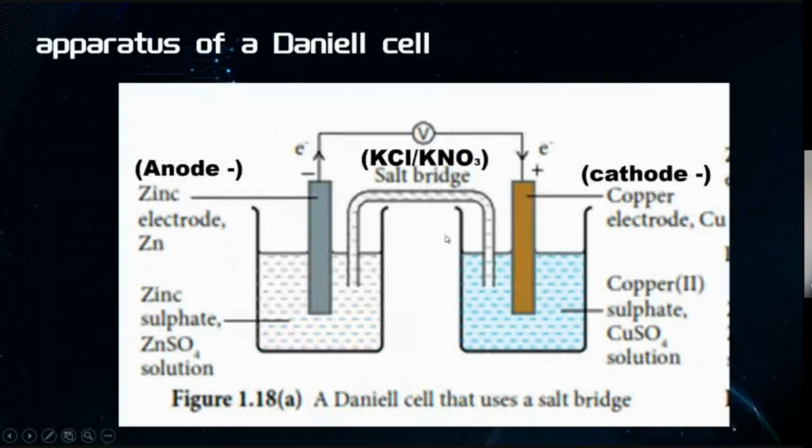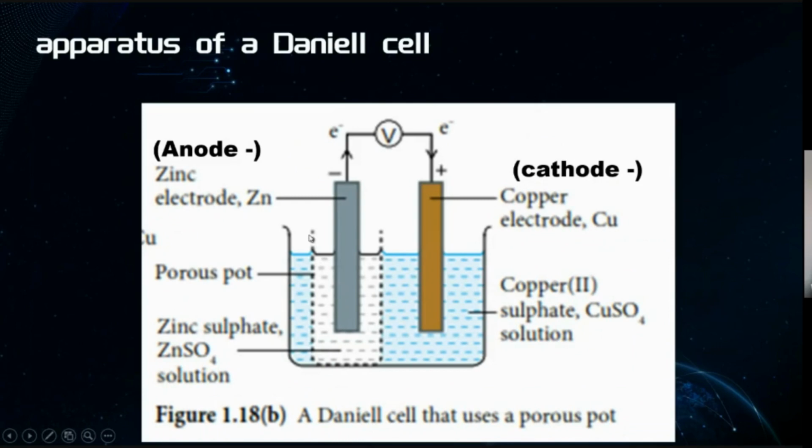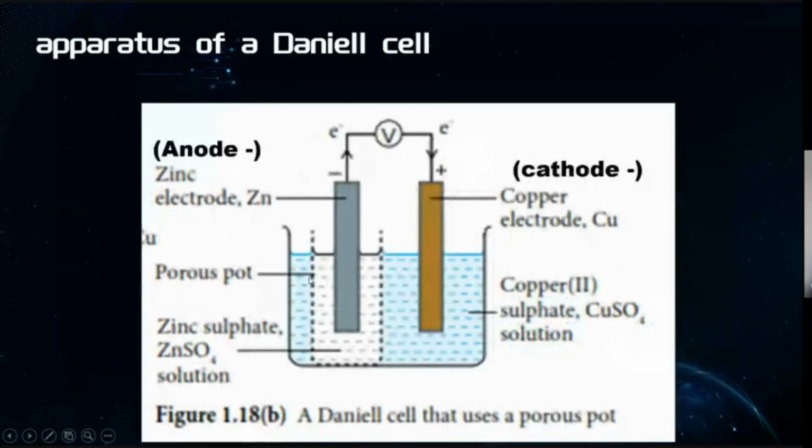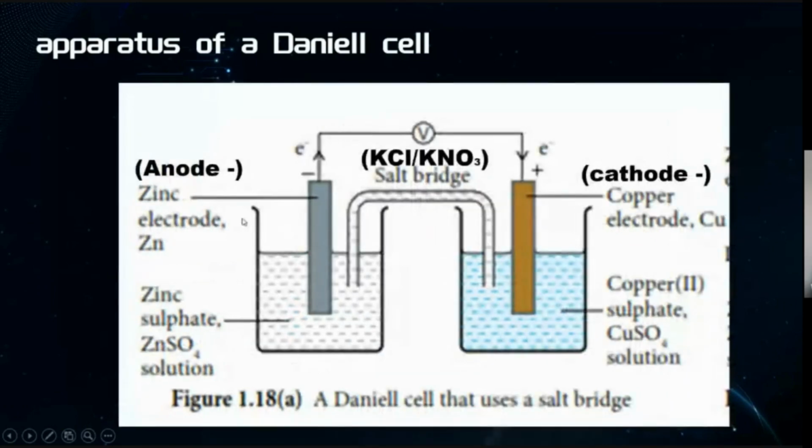Okay, next, the Daniell cell. The Daniell cell is separated by the salt bridge or the porous pot like this. Both can be accepted. It is separated by the salt bridge. Normally the salt bridge is potassium chloride or potassium nitrate. These two are the most common ones.